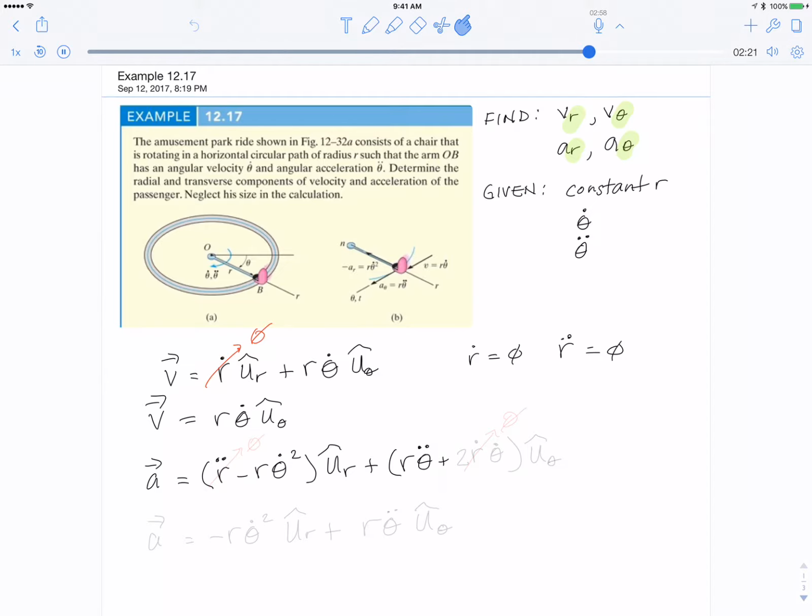And remember, we had this weird Coriolis acceleration, two r dot theta dot, in the theta direction. Well, r dot is 0 and r double dot is 0, so those terms are 0. So we end up with the acceleration being minus r theta dot squared, the centripetal acceleration, in the radial direction, and r theta double dot in the transverse direction. That's it.